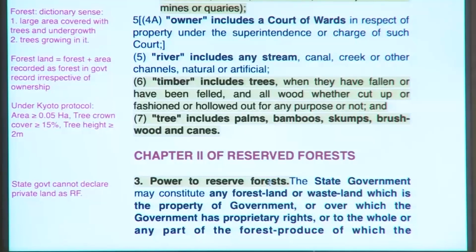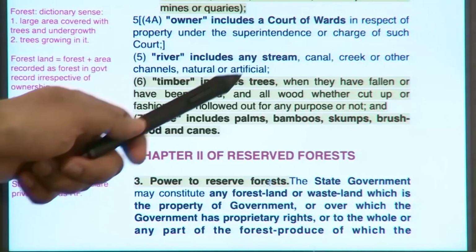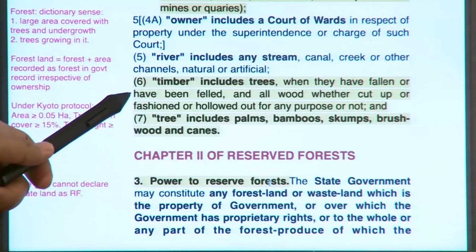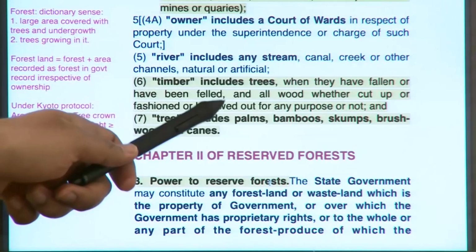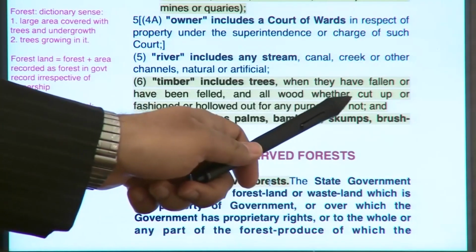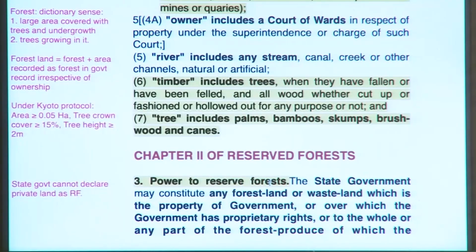Now, what is timber? Timber is defined as trees when they have fallen or have been felled and all the wood, whether it is cut up or fashioned or hollowed out for any purpose or not, which means that timber is all sorts of trees and all sorts of materials that have been derived from these trees, whether they have been processed or not, we will call them timber.